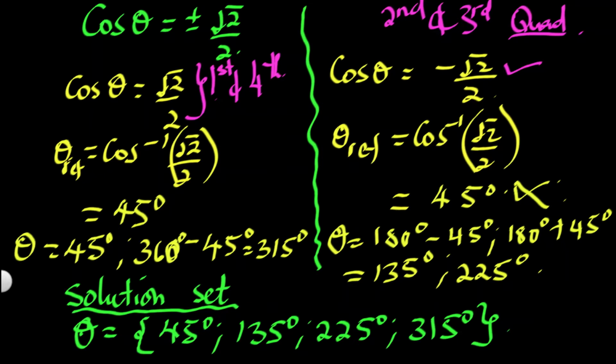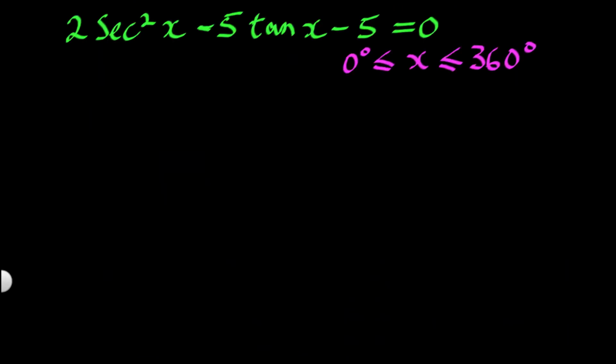Now that we have our answers, I'm going to do another example of an advanced trig equation, and this will be my last example. Please pay attention to how I solve the trig equation. So we have here, I'm going to a new page, 2 sec squared x minus 5 tan x minus 5 equals 0. The first step is to ensure that we have one trig ratio. And we know that 1 plus tan squared x is equal to sec squared x.